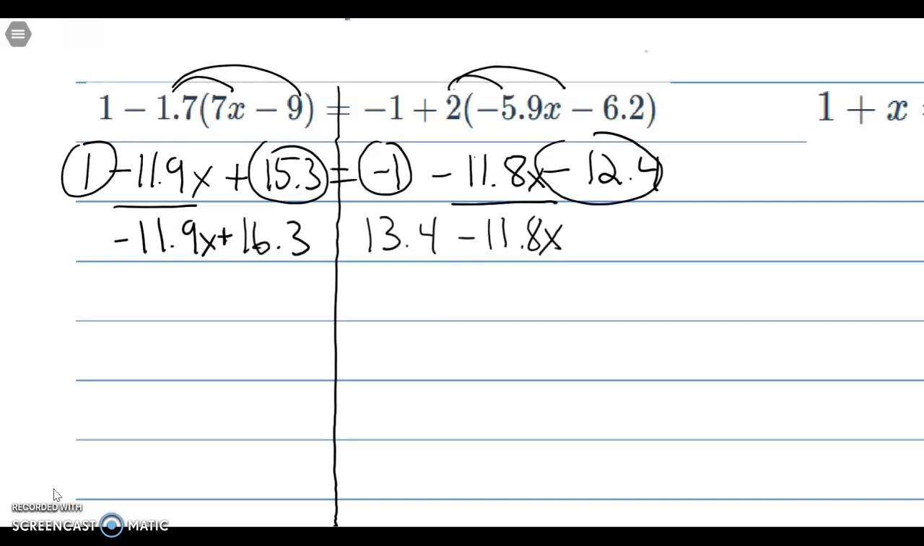All right, now we've got a variable term and a variable term and two constants. So what we're going to do is move the variable term to the left and move the constant to the right. And you do that by doing the opposite. Notice how everything we've done has been on the same side of the equal sign. Now we're about to go across. So I'm going to add 11.8x on both sides.